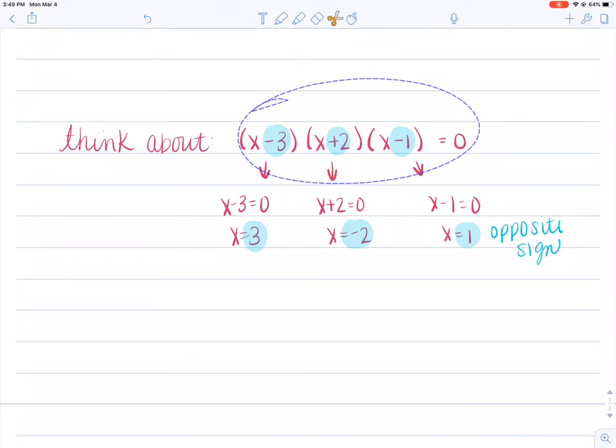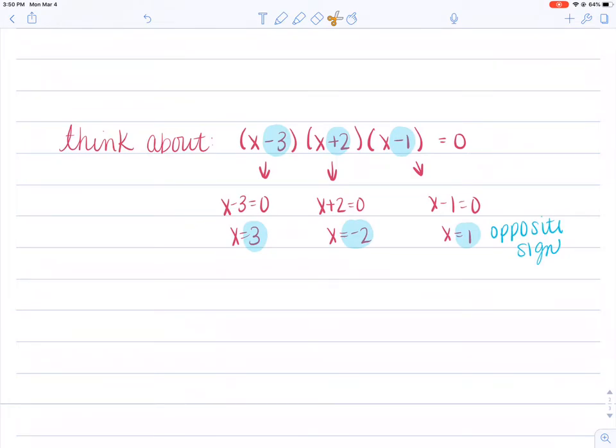If I said to solve that, you'd set each piece equal to 0, get x equals 3, x equals negative 2, and x equals 1. What I want you to notice is the part that's highlighted. In the equation, the x minus 3, it was negative. When I solved it, it came out positive. I had x plus 2, I solved and got negative 2. I had x minus 1, solved and got 1. The sign is always opposite from the parenthesis, the factored form, to the solution.